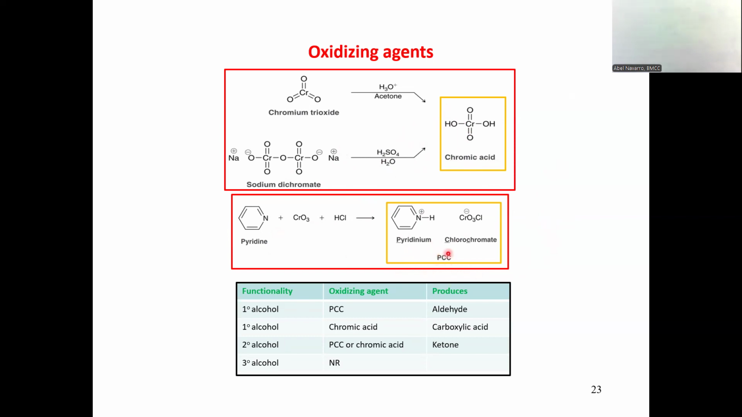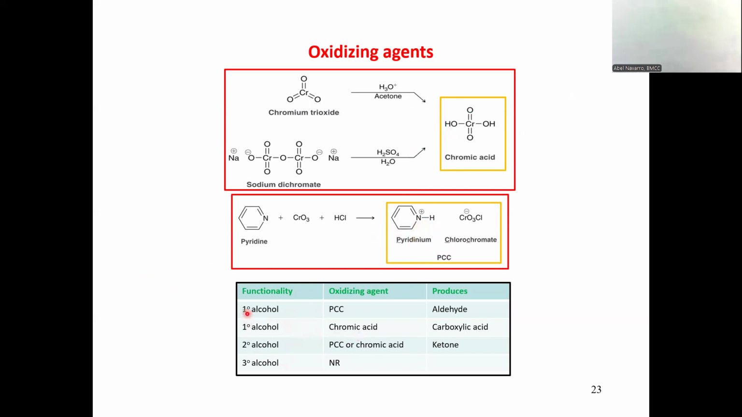PCC stands for pyridinium chlorochromate. It's like a poisoned oxidizer, right? So it's a poisoned oxidant. Chlorochromate is a strong oxidant, but in the presence of pyridinium, that oxidizing power gets decreased. That's why it's less oxidizing than chromic acid.